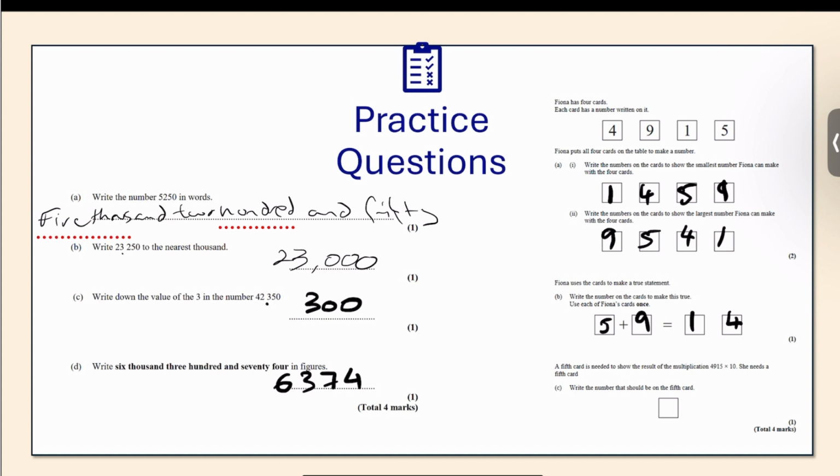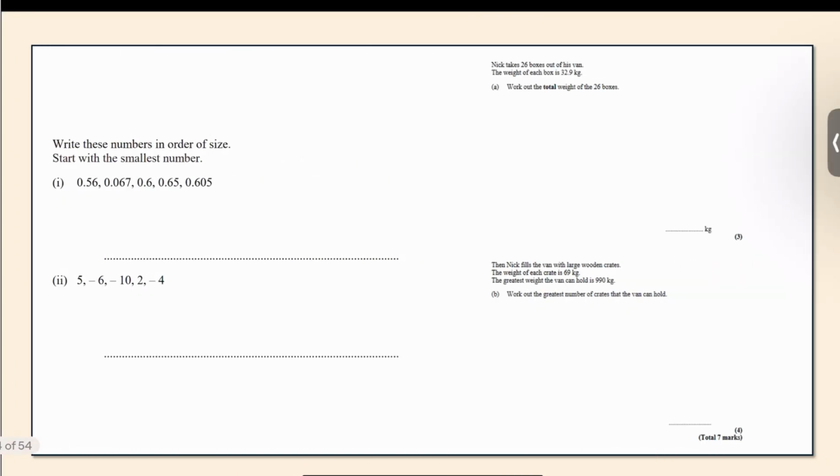A 5th card is needed to show the result of the multiplication of 4,915 times 10. What number does she need on the 5th card? Well, if you times something by 10, you're essentially adding a 0 to the end of it. So we're missing a 0. Okay, nice, easy questions, quite logical, but sometimes if we haven't come across things like this before, then it might be hard to answer. Okay, let's have a look at the next set of questions.